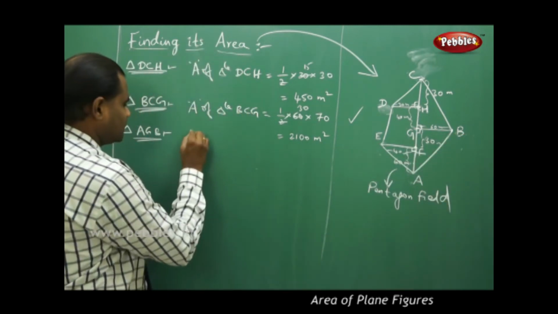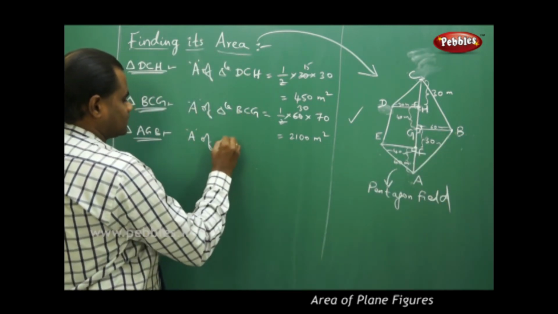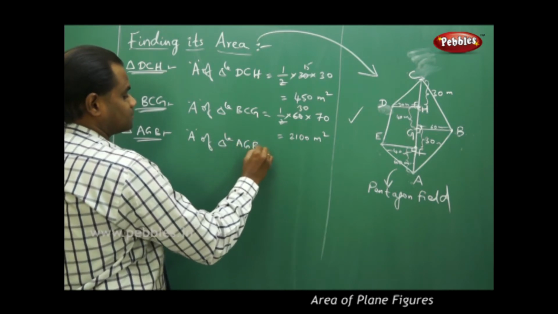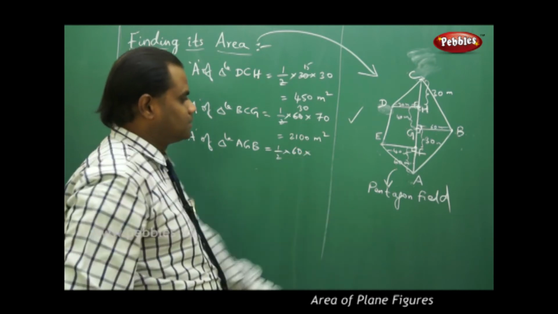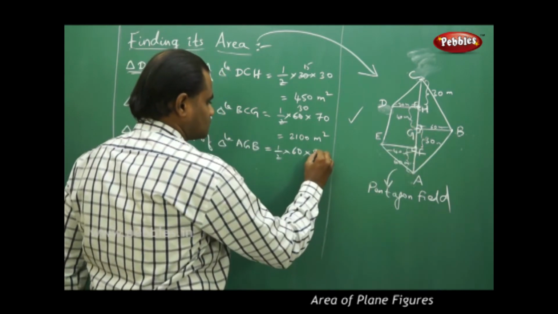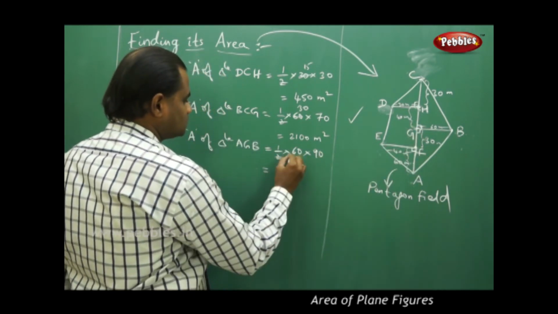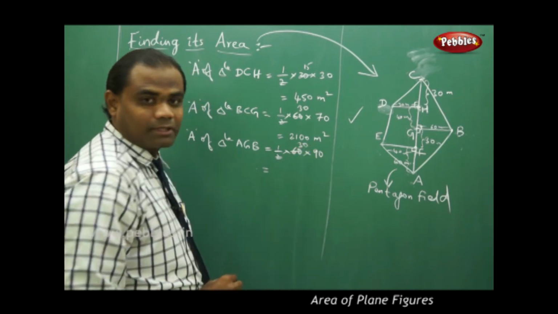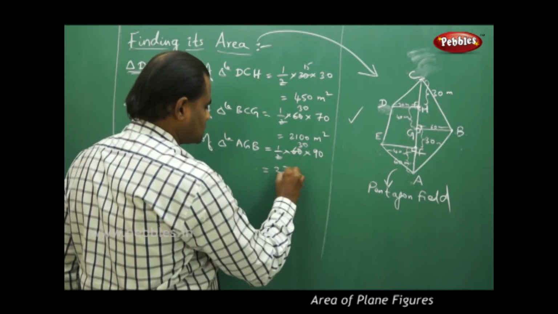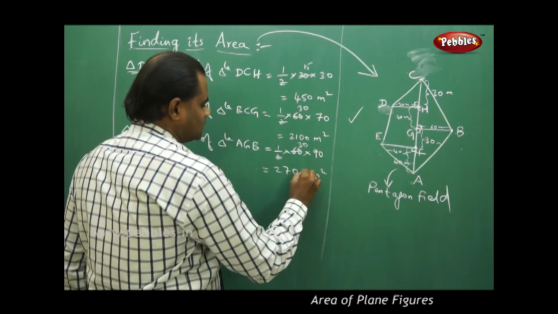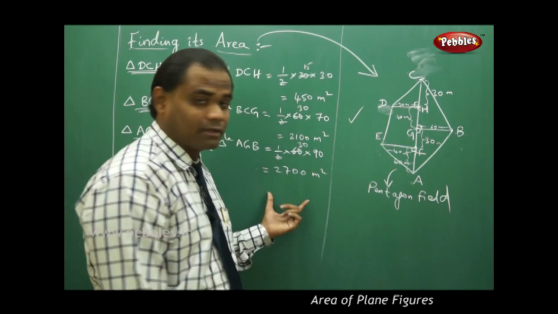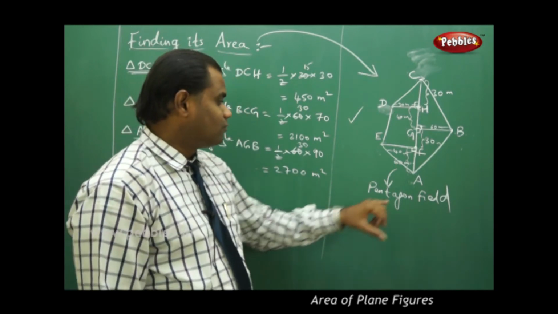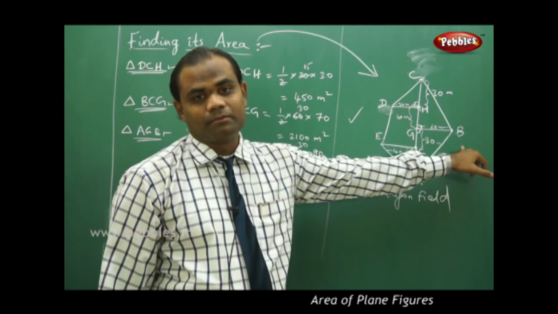Therefore here, area of triangle AGB will be half times base times height, which is 90. This would be 30 times 90 is 2700 meters square. My area here is 2700 meters square for the triangle AGB.